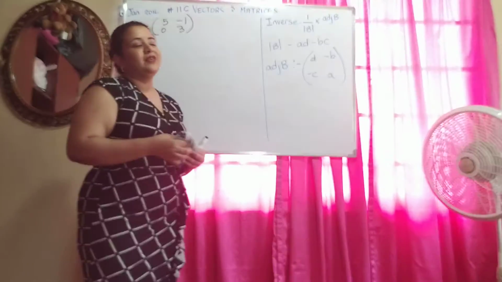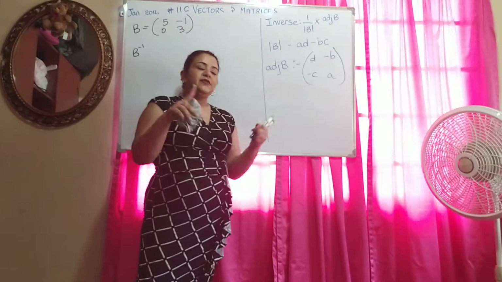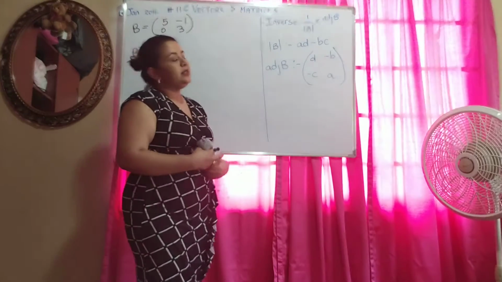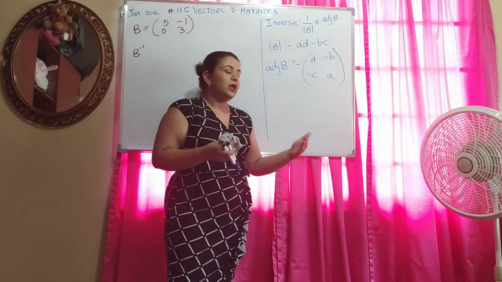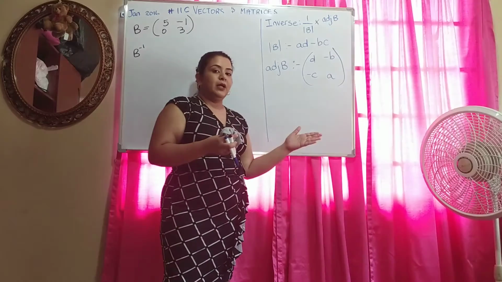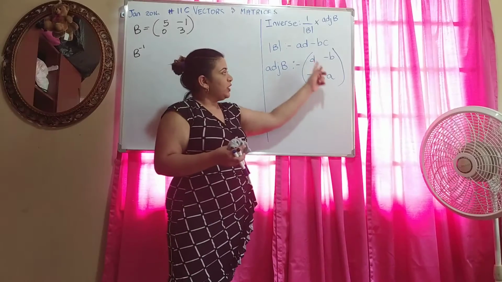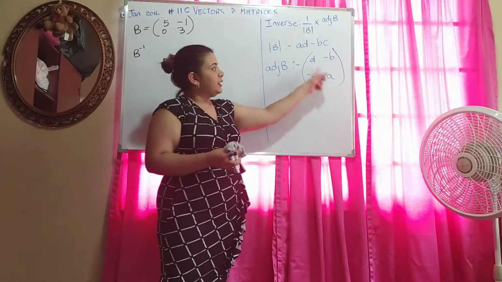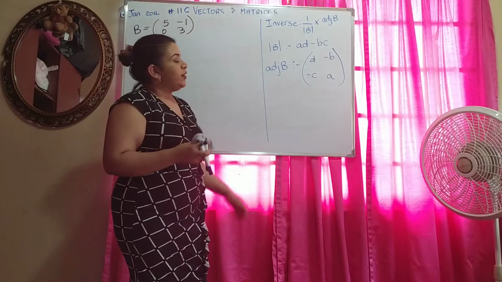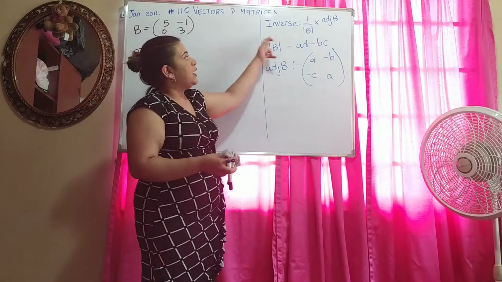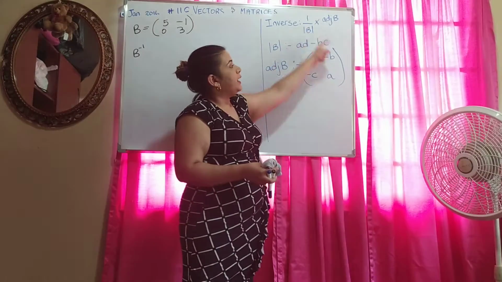So in order to find the inverse of a matrix, we need to do two things. We need to find the determinant and we need to find the adjoint. In order to find the determinant, we need to multiply the entries A and D, and we need to subtract BC from that, B multiplied by C. The adjoint of the matrix, we simply switch those two A and D entries and we make the B and C entries negative. Once we have found the determinant and the adjoint, we work out the inverse by multiplying 1 over the determinant and the adjoint.